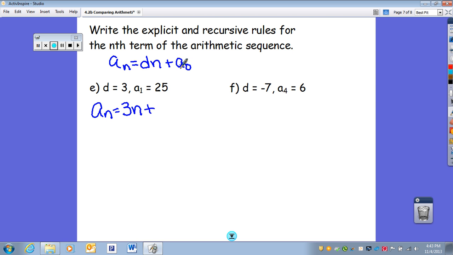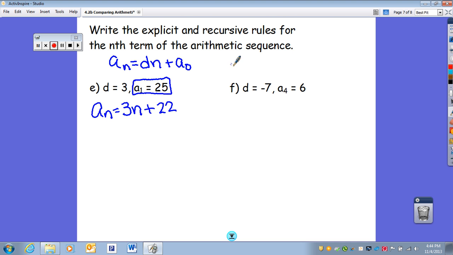my a sub 0. Well, if my first term is 25, and to get the rest of the terms in my sequence I'm going to add 3 each time, I want to back up one term, so I'm going to subtract 3 to get the term that's previous to the first term. So 25 minus 3 gives me 22.